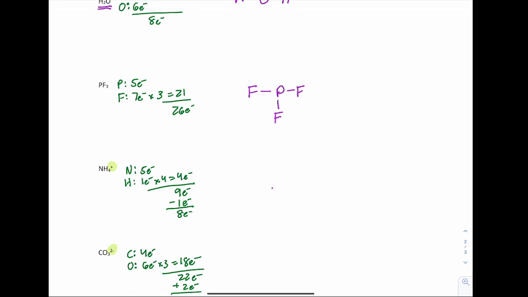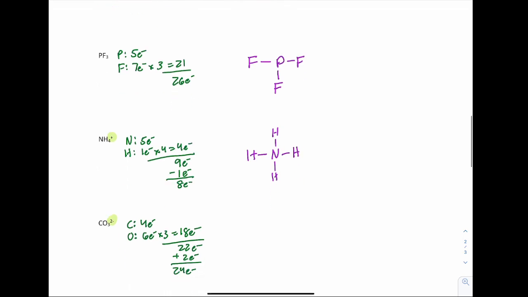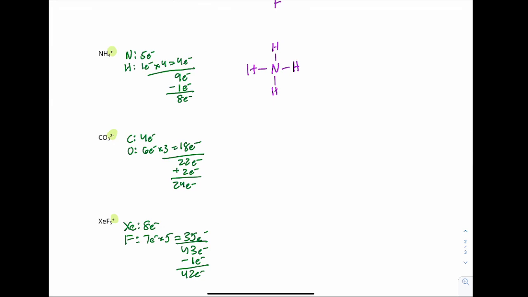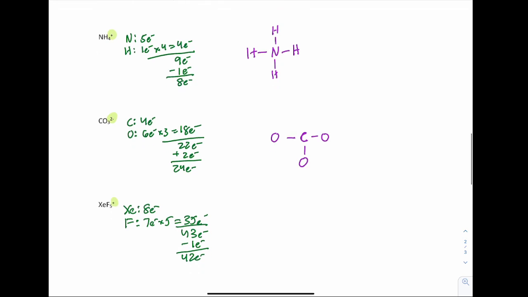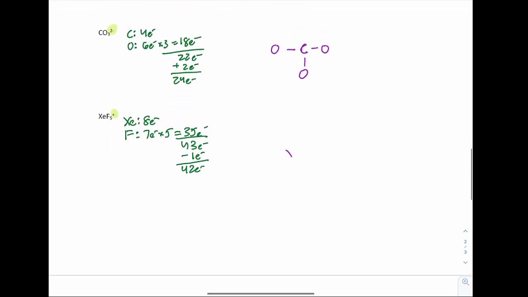So hydrogen can't go in the middle, so it must be nitrogen. Carbonate, I have carbon and I have 3 oxygens. Carbon is the less electronegative atom. So carbon's going to go in the middle. And then xenon, I'm going to bond that to 5 fluorines. It's the one that I have one of. And it's not a halogen.